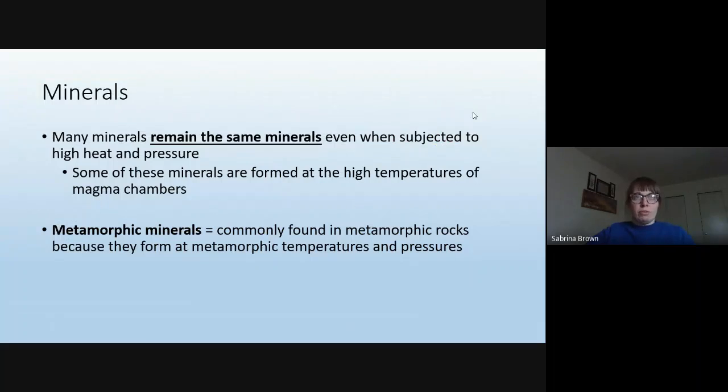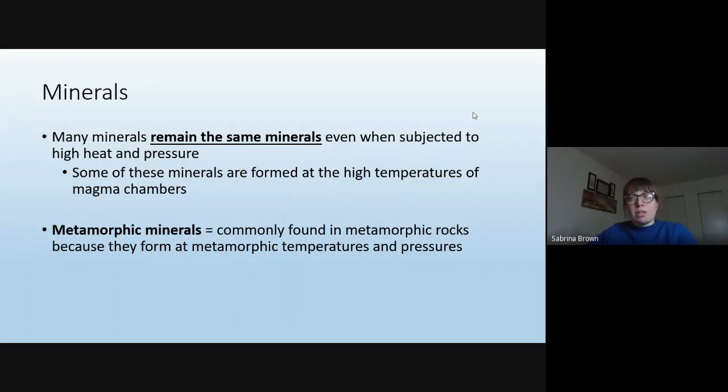So in metamorphic rocks, we talk about recrystallization of minerals due to high heat and pressure. Sometimes if you have directed pressure, you just recrystallize the same mineral into an orientation that goes along with that directed pressure, and is in equilibrium with that directed pressure. Many minerals remain the same minerals even when they're subjected to the high heats and pressures of metamorphism, and that's because some of the minerals that remain the same were formed at high temperatures in magma chambers.